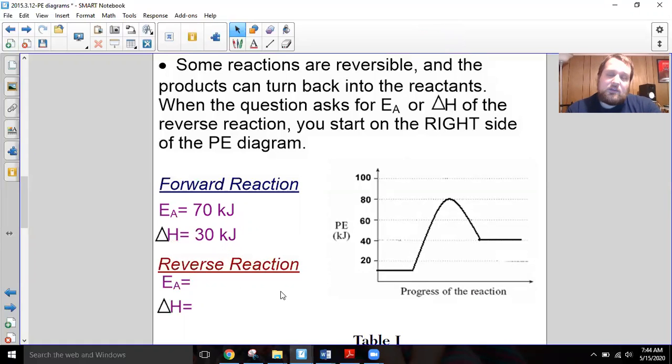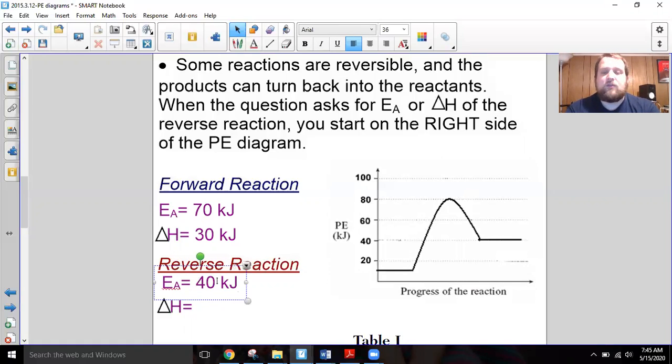To figure out what the activation energy of the reverse reaction would be, instead of starting on the left-hand side of the reaction, which is normally the reactant, we're going to start on the right-hand side. We're starting with our products and we're going back to our reactants. So in this case, we're already at 40 and we only have to go up to 80. So we only have to add 40 more kilojoules to break the bonds if we're going in reverse. So the activation energy for the reverse reaction is 40 kilojoules.